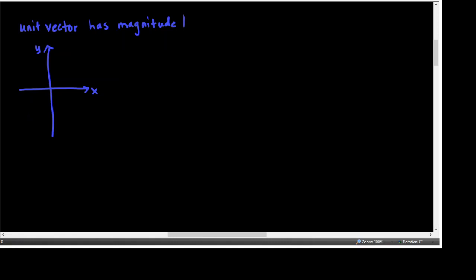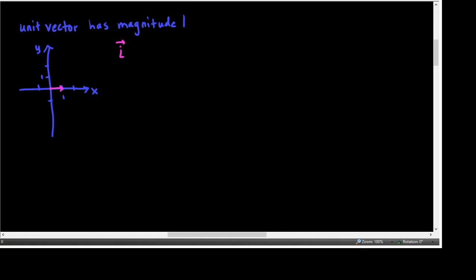So if this is 1, and that's 1, one of those vectors, the one in the horizontal direction, has magnitude 1. Looks like that. And we're going to call that vector the I vector.